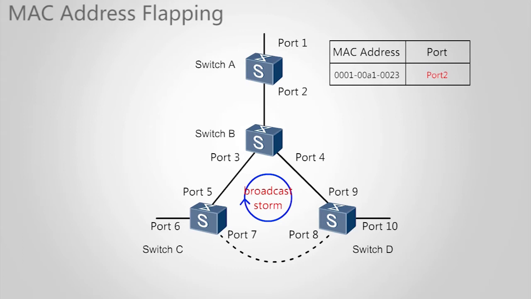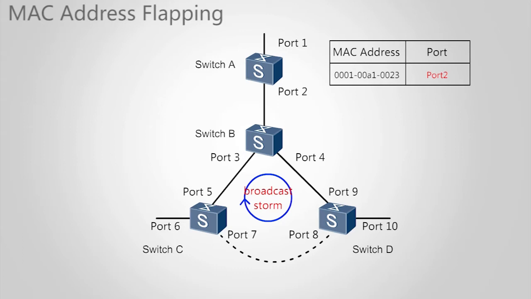Because switch B, switch C, and switch D form a loop, broadcast packets sent from other switches cause frequent, rapid MAC address flapping on the three switches. The number of MAC address flapping events on switch A is smaller than those on switch B, C, and D.